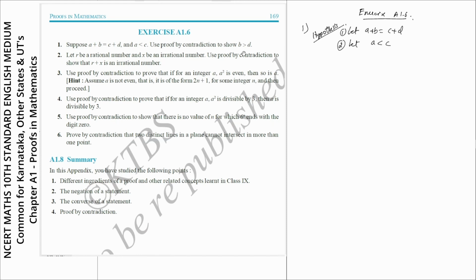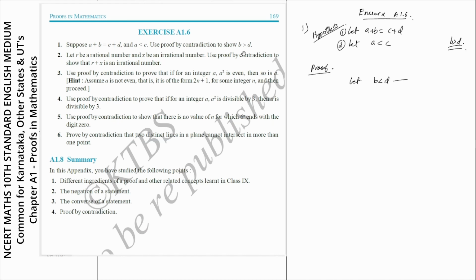So hypothesis means statements which are true. So these two are true. Now I should prove that B is greater than D. Now proof. So I should prove that B is greater than D. Instead of that, I'll assume that B is less than D. Let B be less than D.